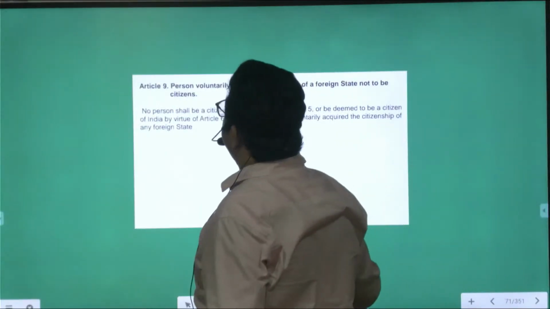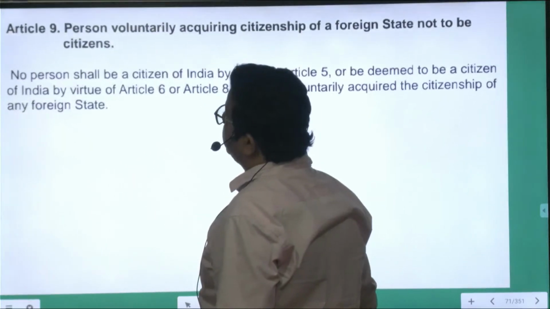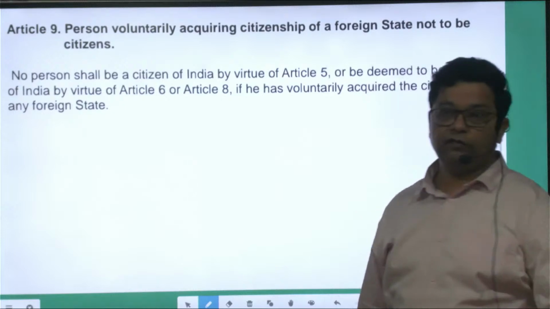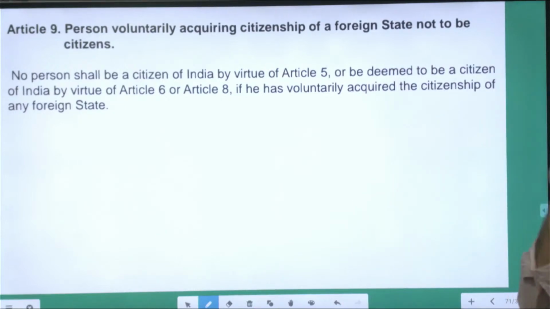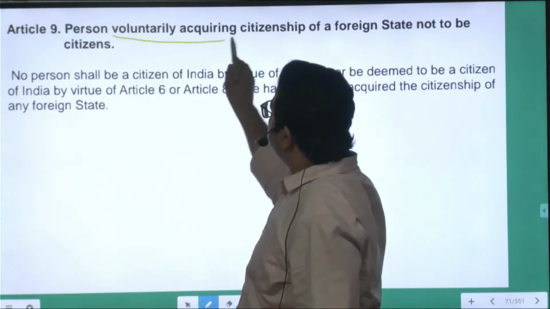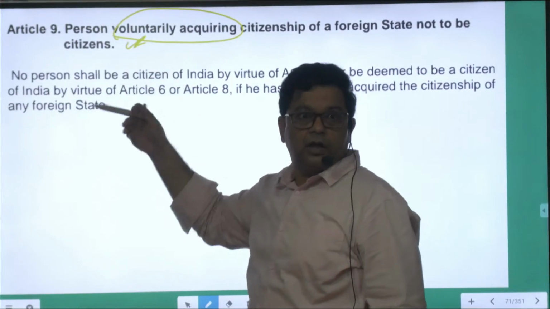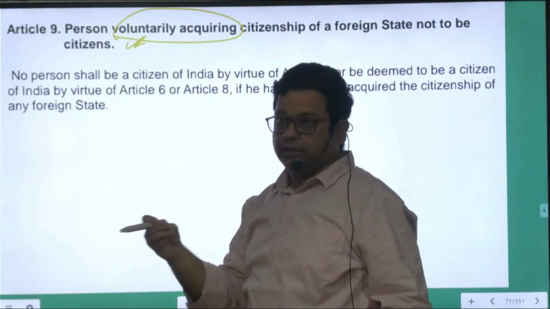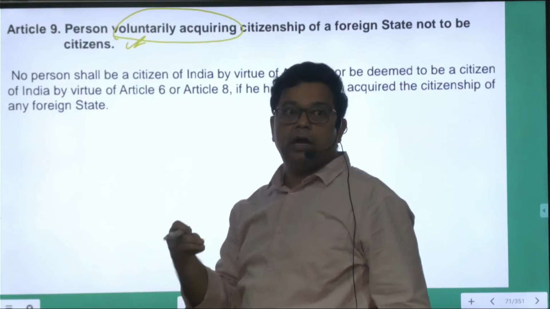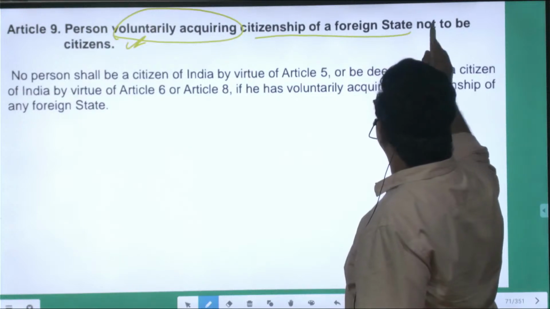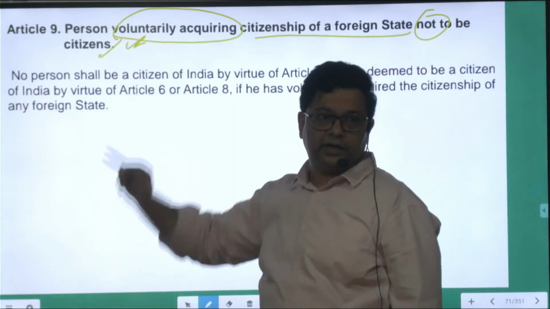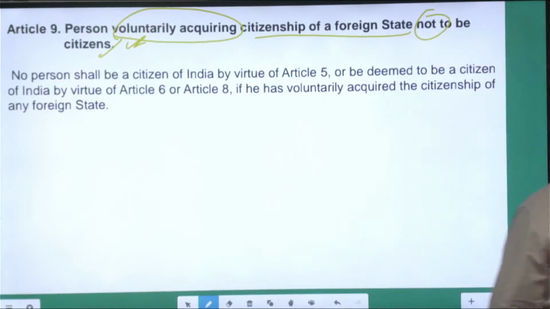Next is Article 9, which talks about denial of dual citizenship. Article 9 says a person voluntarily acquiring, voluntarily meaning by his own wish, the citizenship of a foreign state shall not be a citizen of India. And this Article 9 is an indication that we do not follow a policy of dual citizenship. We have a single citizenship policy.